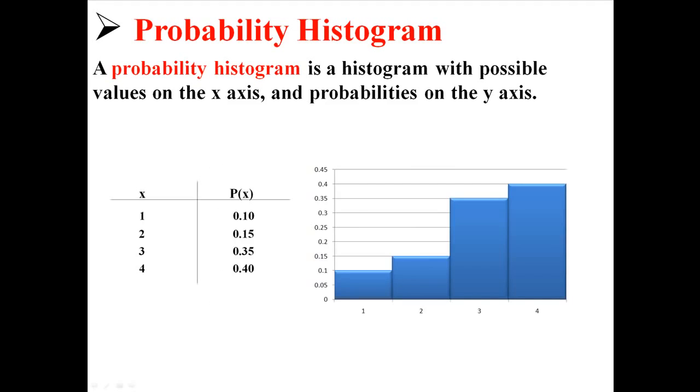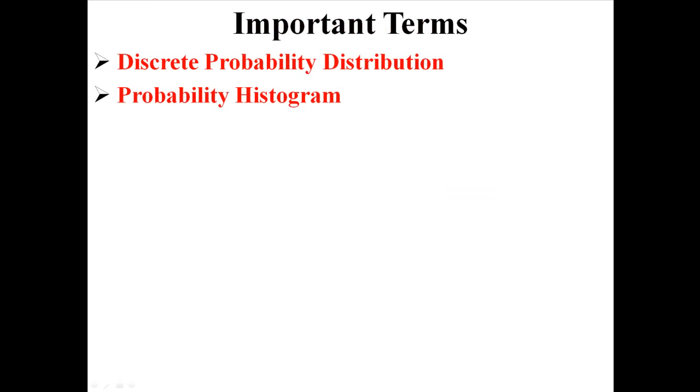So what we can do is organize this into a histogram. On the bottom I have the events 1, 2, 3, and 4, and on the y-axis I have the probabilities that are associated with those events. Notice that the bars are touching because this is a histogram, not a bar graph. And that is a probability histogram using a discrete probability distribution.